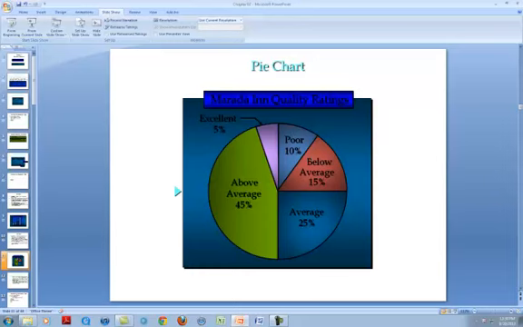Did you get the right answer? It should be 5% of 360 degrees, or 0.05 times 360, which is 18 degrees.